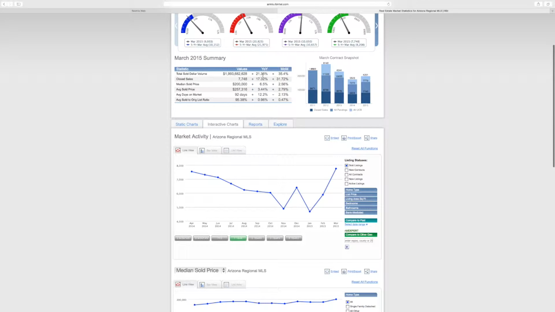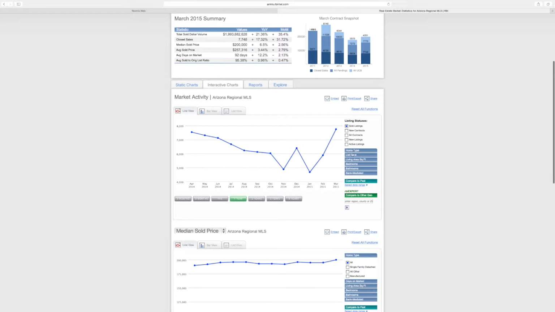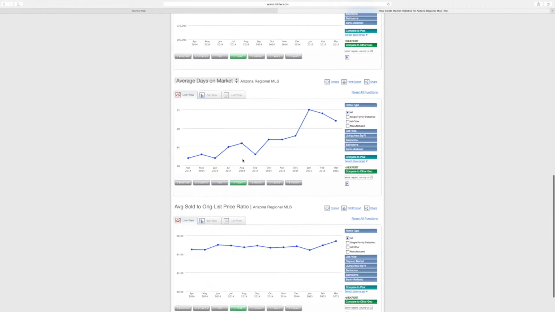Total dollar volume sold year over year, we're up 21%, month over month 35%. So just crazy. Median sold price is up 6.5% year over year. Days on market up a little bit this last month. So basically, we can select different types of data that we can show here.